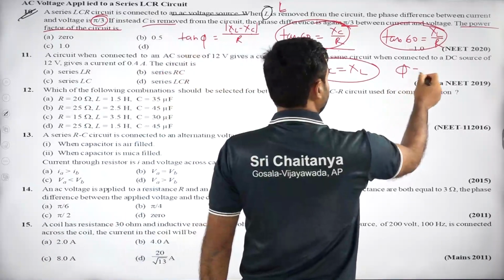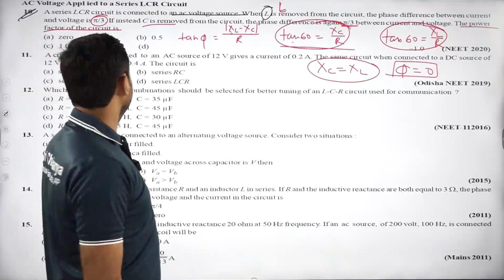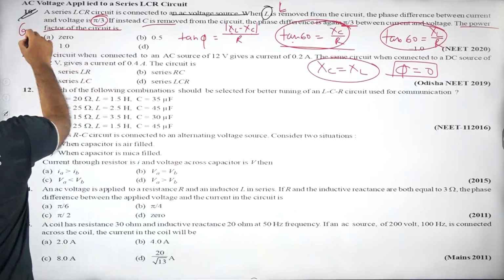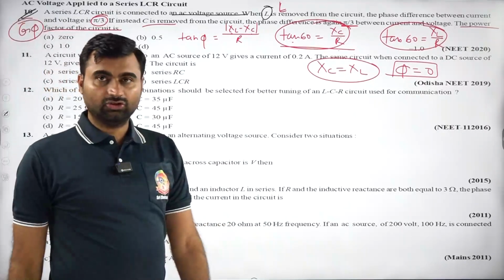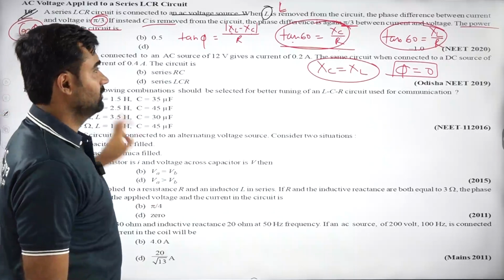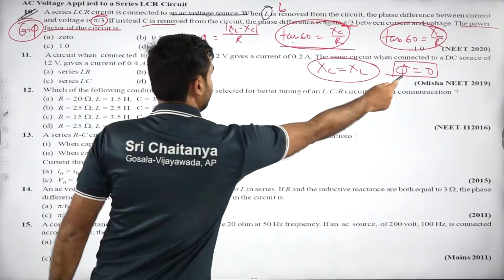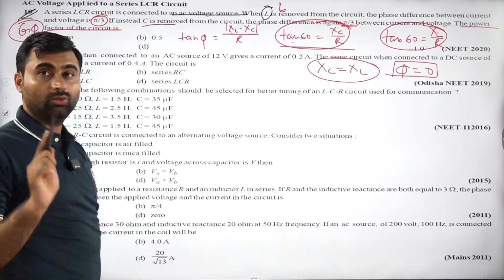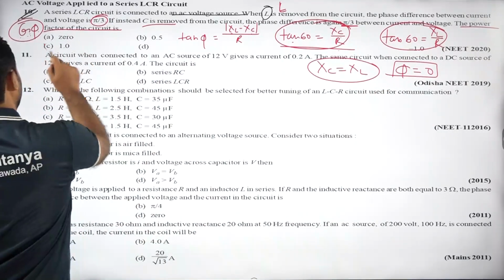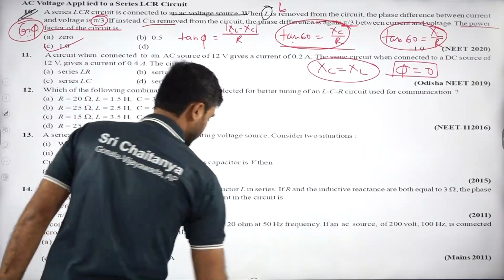Tan phi is 0, which means the phi value is 0. What do we have to find out? The power factor. You know, power factor is cos phi. So the power factor formula is cos phi, and the phi value is 0. So cos 0 is how much? 1. So here the power factor value is 1. This formula you also have to remember.